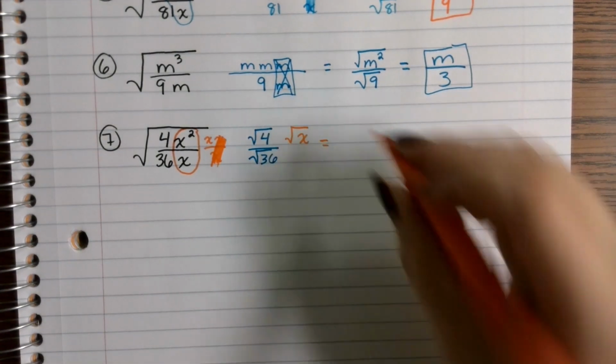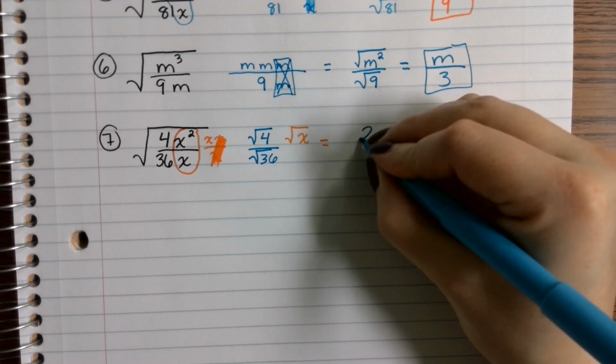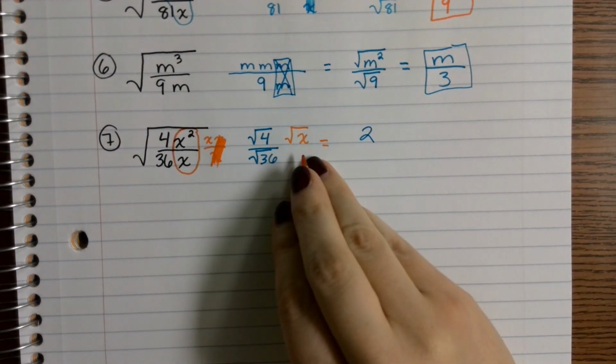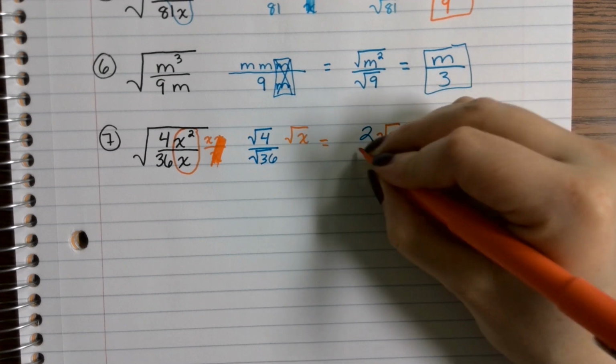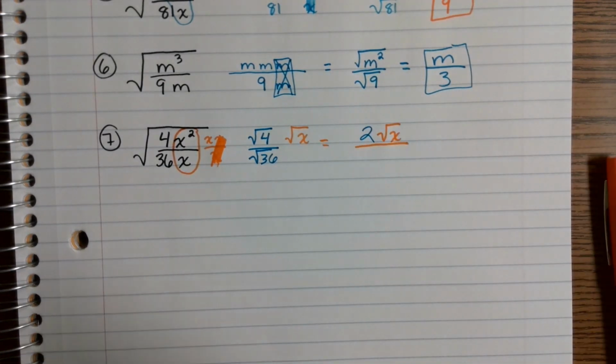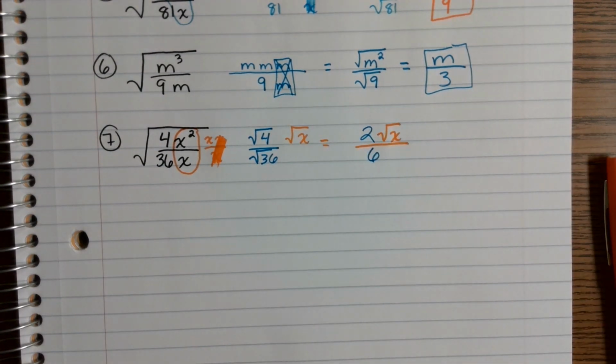Let's simplify what we can. Square root of 4. Can I simplify square root of 4? To what? To 2. Can I simplify square root of x? No. Square root of x. Can I simplify square root of 36? Yes. To what? 6. Am I done?